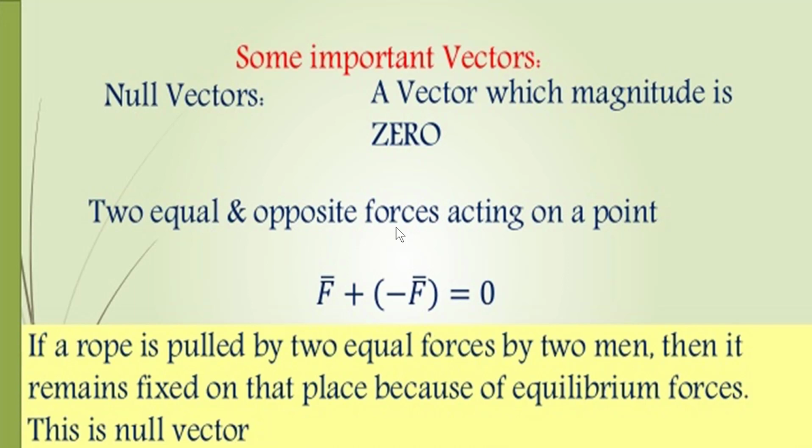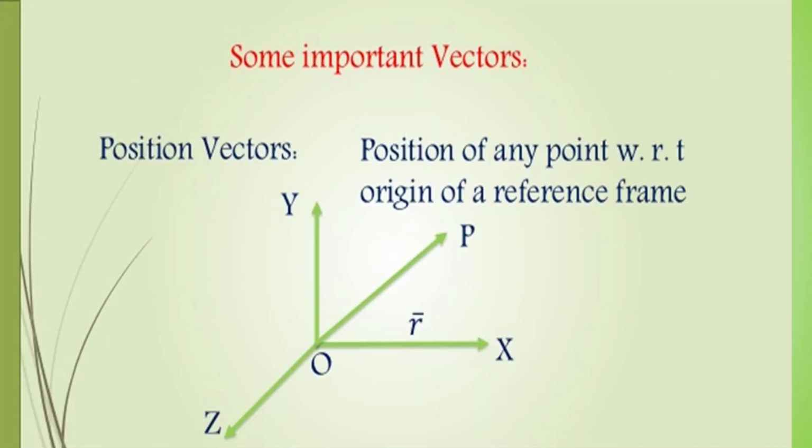This is a null vector. If we are pulling a rope and that rope is pulled by two equal and opposite forces, then there is no resultant force. So that resultant force is basically a null vector, a vector having zero magnitude. We cannot specify that on the page, but we know that if two vectors are acting opposite to each other and their magnitude is equal, they will cancel the effect of each other, and what is left is a null vector.